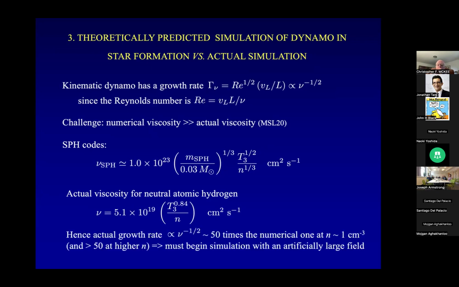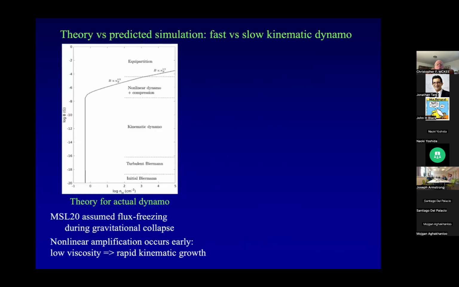And so the actual growth rate, which goes like nu to the minus 1/2, is 50 times the numerical one at a density of 1. Then as the density goes up, the disparity becomes even greater. That means you have to begin a simulation with an artificially large field. So this is then the theoretical prediction.